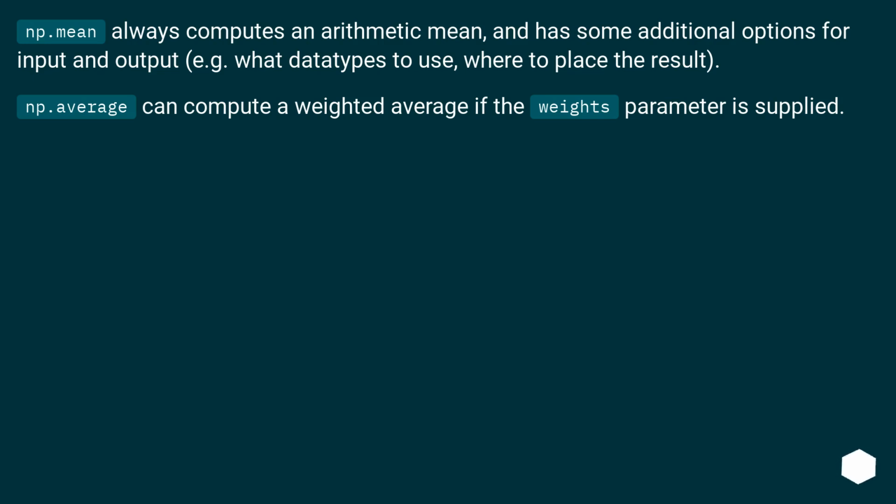np.mean always computes an arithmetic mean, and has some additional options for input and output, for example what data types to use, where to place the result. np.average can compute a weighted average if the weights parameter is supplied.